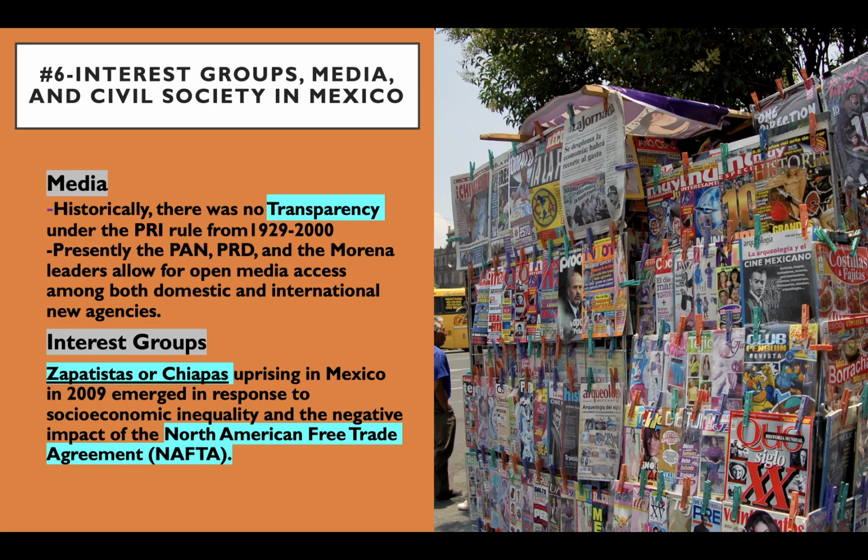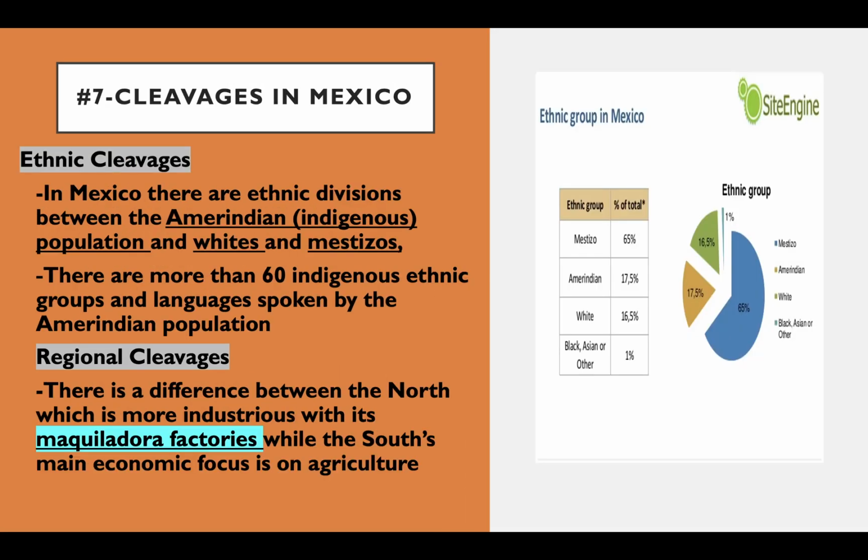Since 2000, there is more media transparency. Since 2000, we have a new problem, the Zapatistas. There's really like 3 Spanish words that you need to know for your exam. Zapatistas are one. Now, before I can really explain this, we need to talk about another Spanish word, maquiladora.